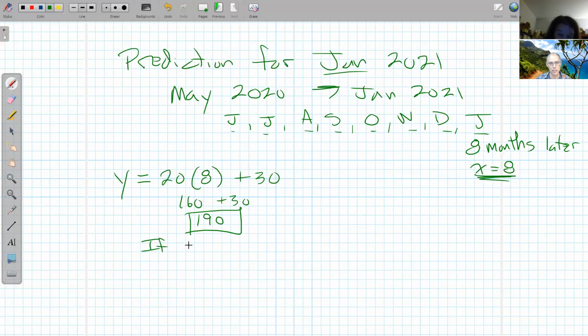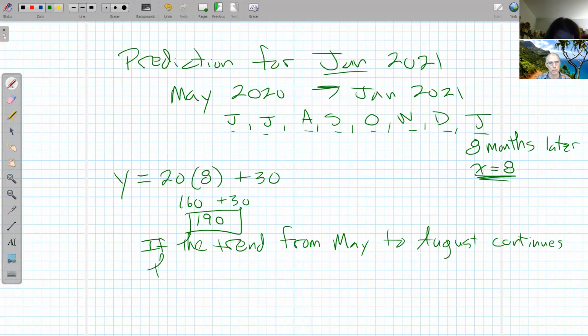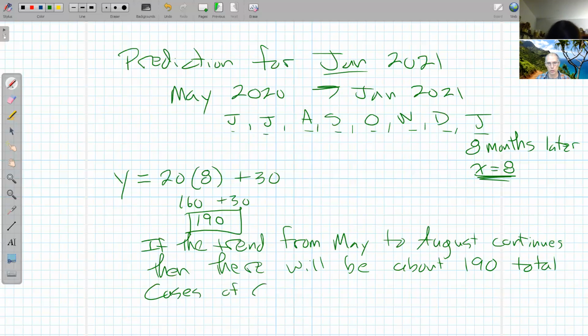So I could say something like, if the trend from May to August continues, then there will be about 190, whoa, extra zero, 190 total cases of COVID-19 in Coos County. So now I'm trying to get to that writing principle.